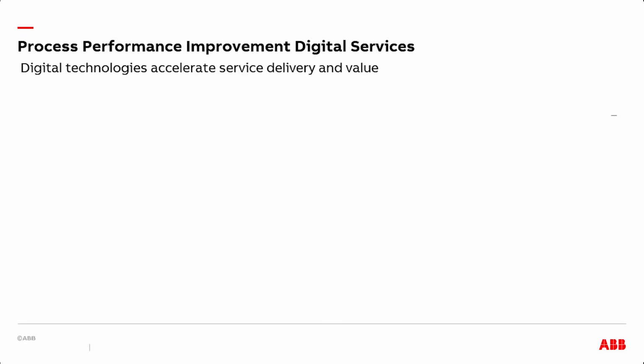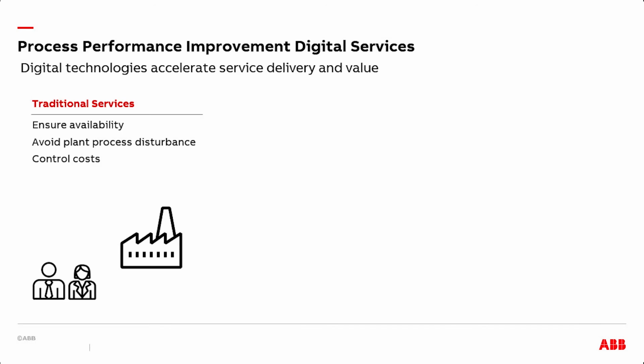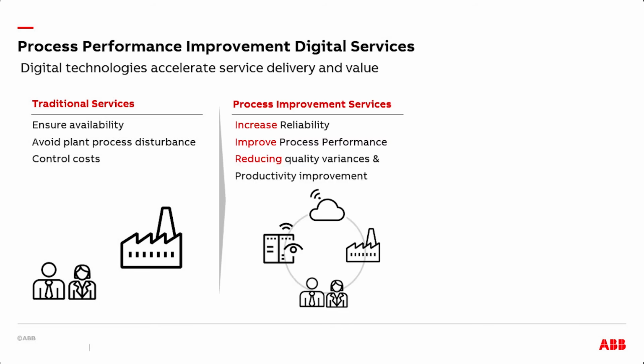So digital technology accelerates service delivery and value. The traditional services ensure availability, avoid plant process disturbances, and control cost on a short-term basis, and the process improvement services increase the reliability of the system, improve process performance, and also reduce quality variances and improve productivity.